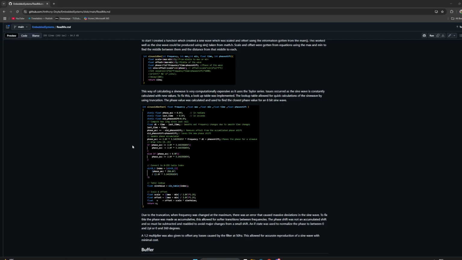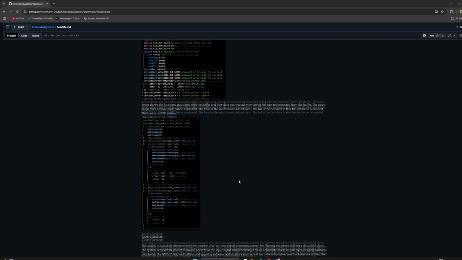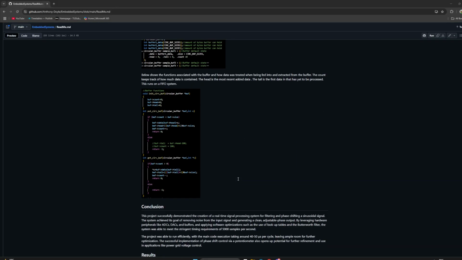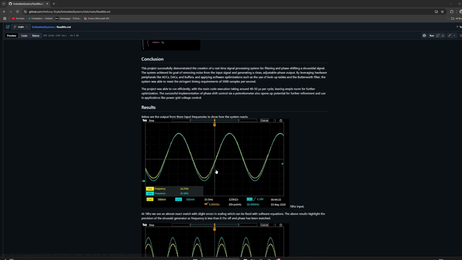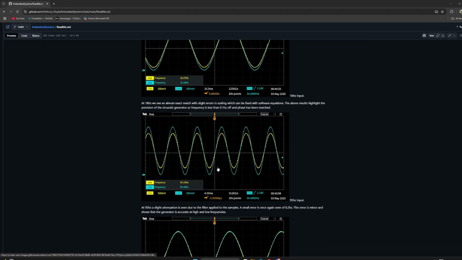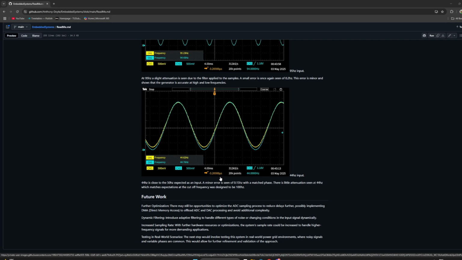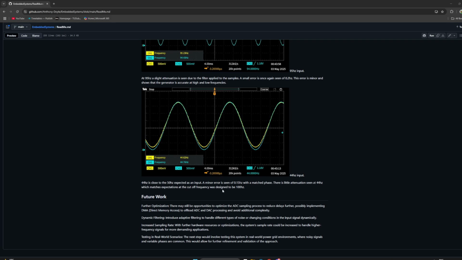There's also buffers used, so the code here just goes through how the buffers are implemented and how things are put in and taken out. Conclusion, and the results for low frequencies, high frequencies, and expected frequencies. An expected frequency is 50 Hz based on the Irish power grid system. And then some future works that can be implemented.